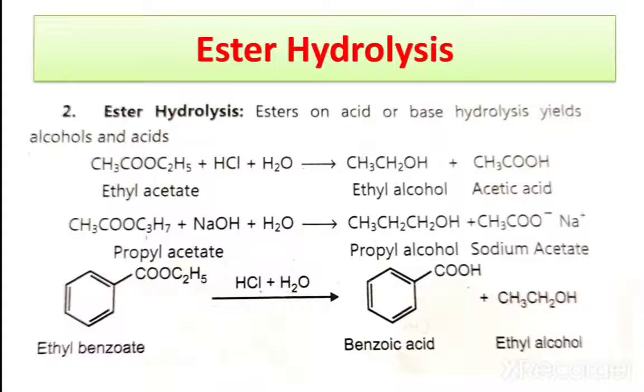We have to remember, ester undergoes hydrolysis. The product is alcohol plus acid, the longest chain containing alcohol while the shortest chain containing the acid. And ester hydrolysis has two types, that means acid ester hydrolysis or base ester hydrolysis. Both undergo hydrolysis. We get the final product alcohol plus acid.